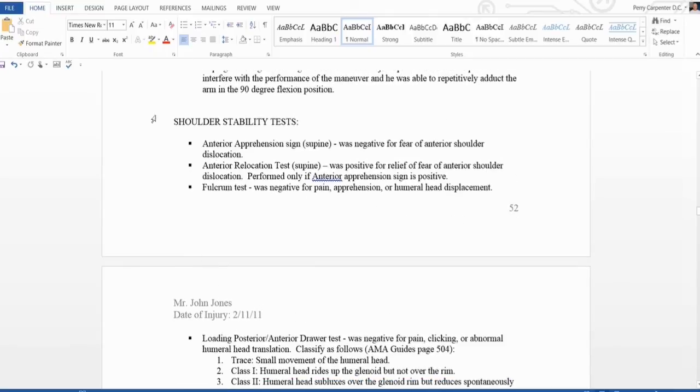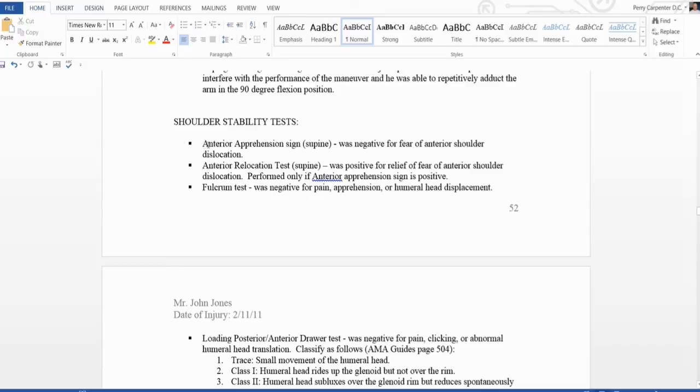Sometimes you'll see a statement in a report that shoulder stability tests were negative. Well, which tests were negative? How do you know they were negative? What does negative look like? Remember that the readers of our reports are both lay people and sometimes doctors, so satisfy both audiences by giving complete and accurate descriptions wherever possible.